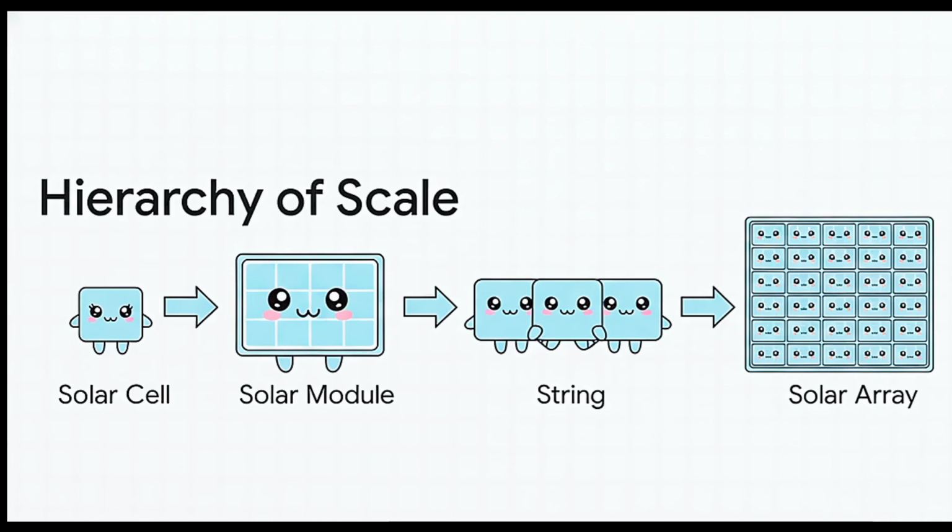Well, one single cell only produces about half a volt of electricity. Not much. So we wire a bunch of cells together to make a module, what we all call a solar panel. Then we connect a bunch of panels into a string. And finally, we link all those strings together to build a massive solar array. It's just a giant hierarchy of scale, stacking microscopic power into massive grid-level energy.